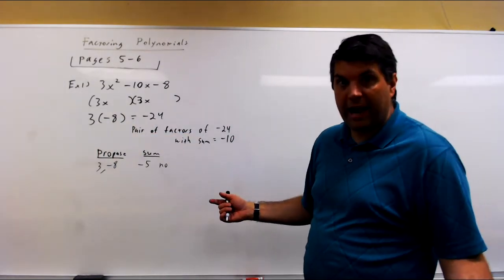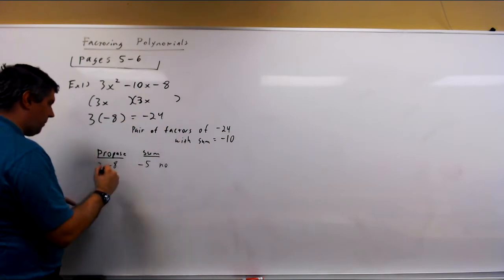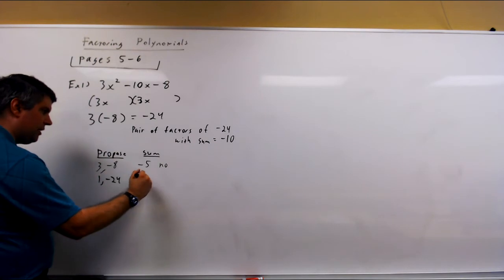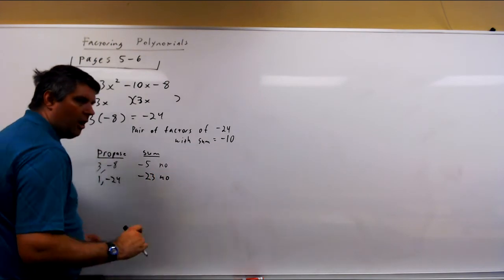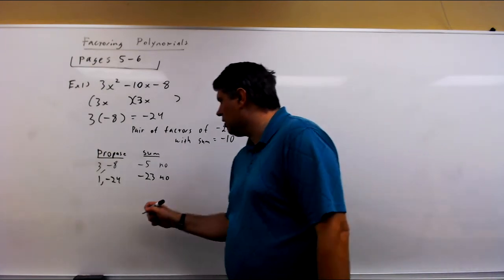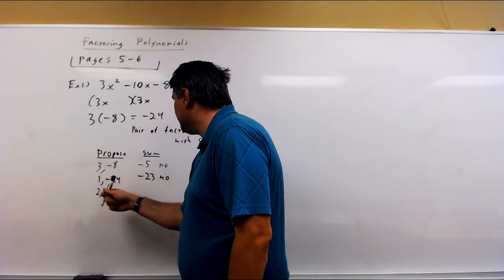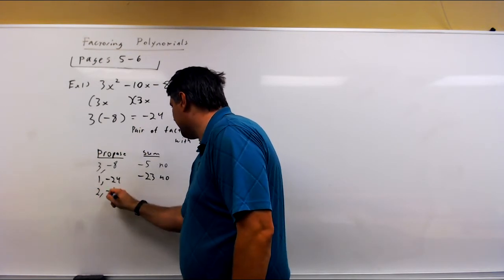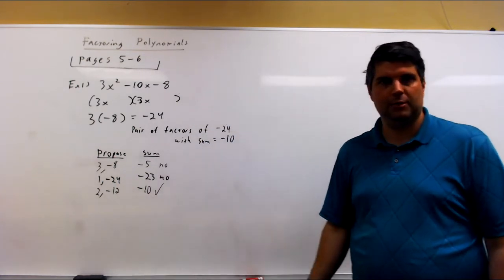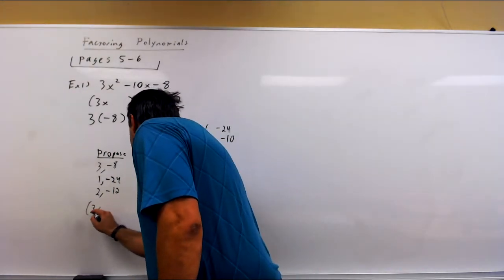Well, any integer is divisible by 1. So negative 24 divided by 1 is negative 24. The sum is negative 23. No. Well, it's even, so let's try 2. Negative 24 divided by 2 is negative 12. The sum is negative 10. That is what we need. So I'll make those my second terms.